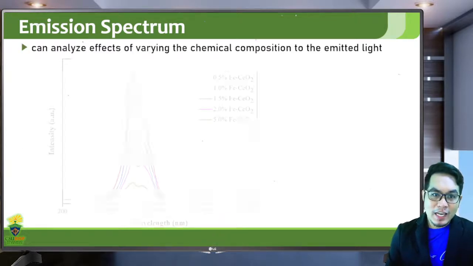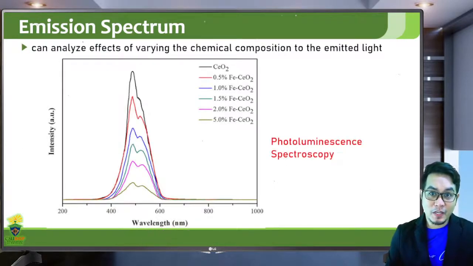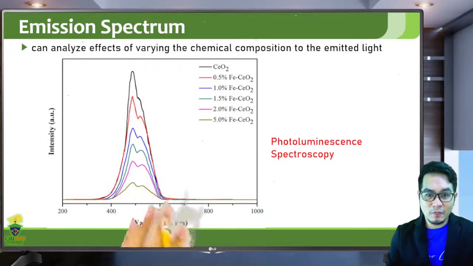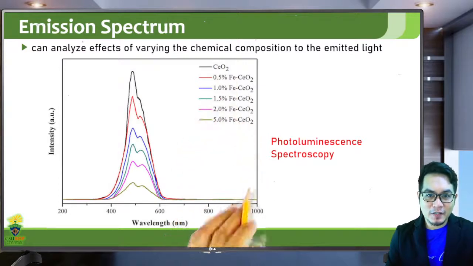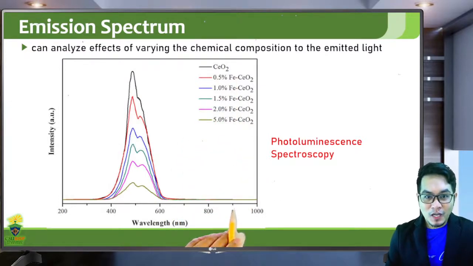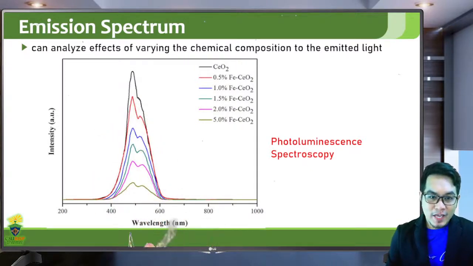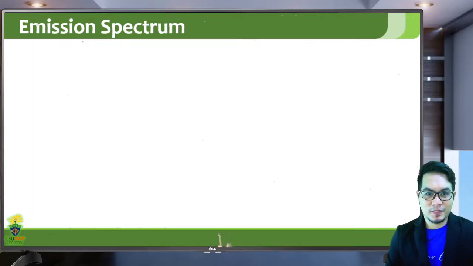It can also analyze the effects of varying the chemical compositions on the emitted light. This is an example of photoluminescence spectroscopy. By varying the concentration of iron CO2, you get different photoluminescence intensities. So this is photoluminescence spectroscopy.